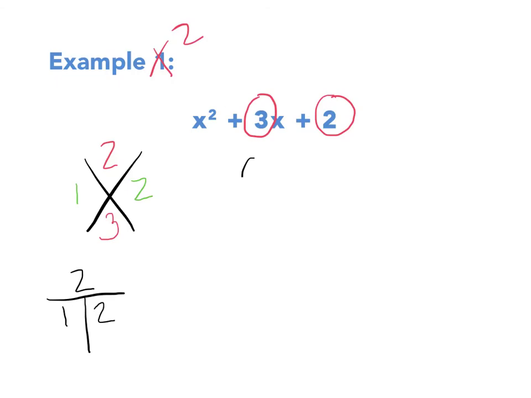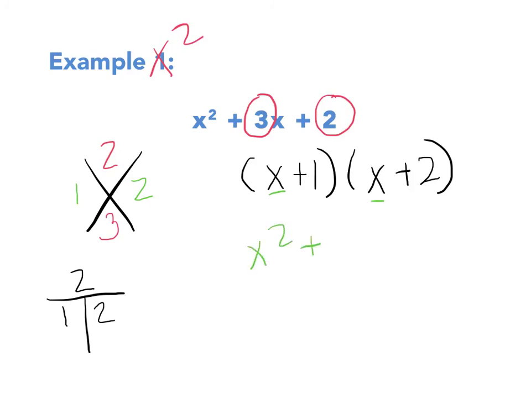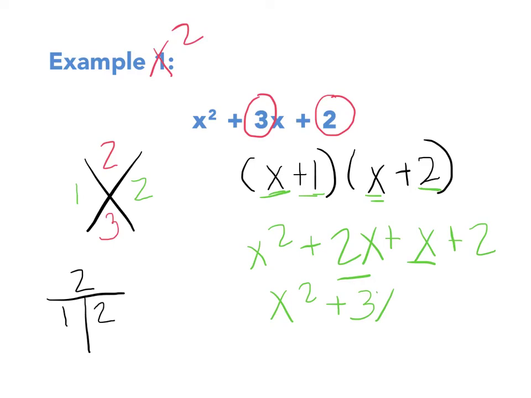So I'm going to write my final answer as x plus 1, because it's a positive 1, and x plus 2. And if I were to check that and use FOIL, I have my first, x squared, my outside 2x, my inside is just x, and my last is 2. And I combine my like terms and I get x squared plus 3x plus 2.